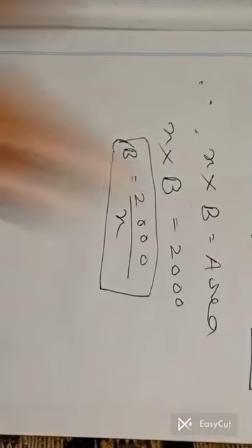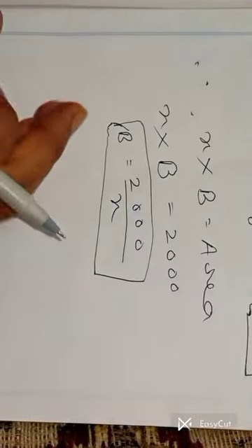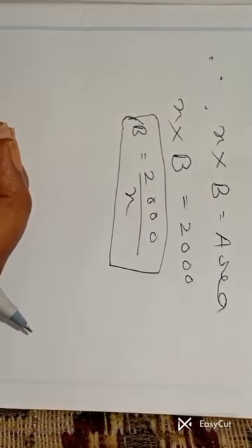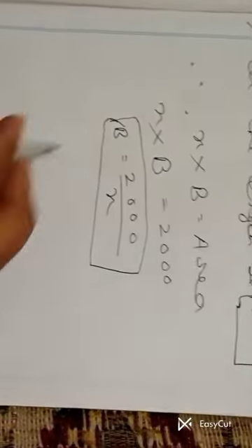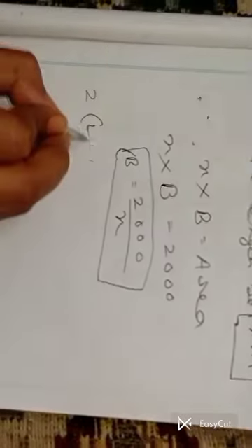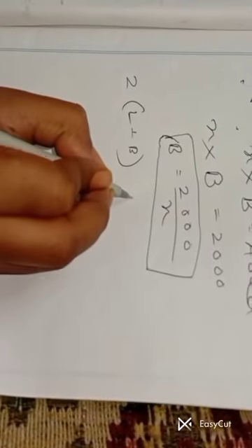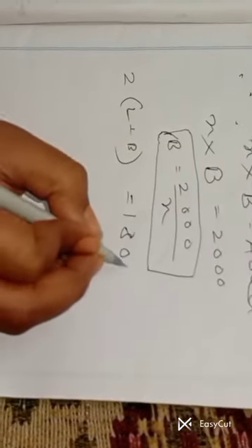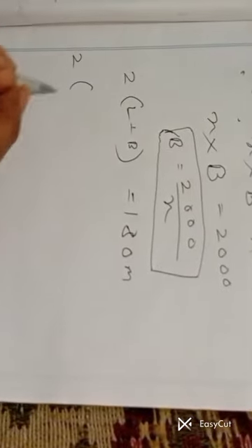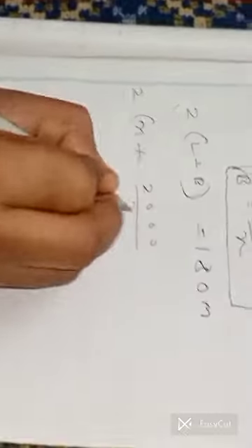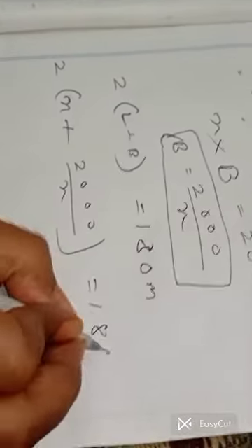What it says: the perimeter of the rectangular field is 180 meter. So what do we know? The formula of perimeter is 2 into (length plus breadth) is equal to 180 meter. Length is x, breadth is 2000 by x, which equals 180 meters. So by solving this equation, we can get the value of length as well as breadth.